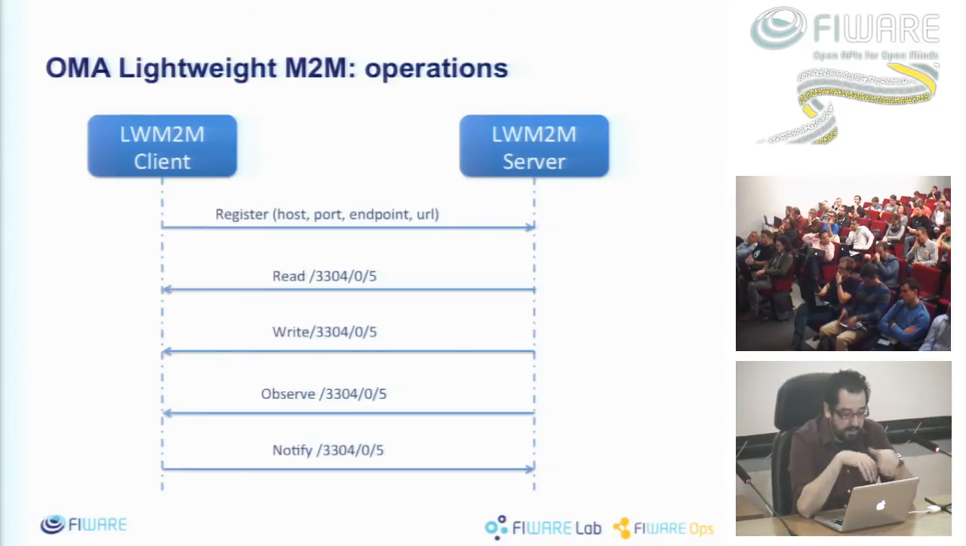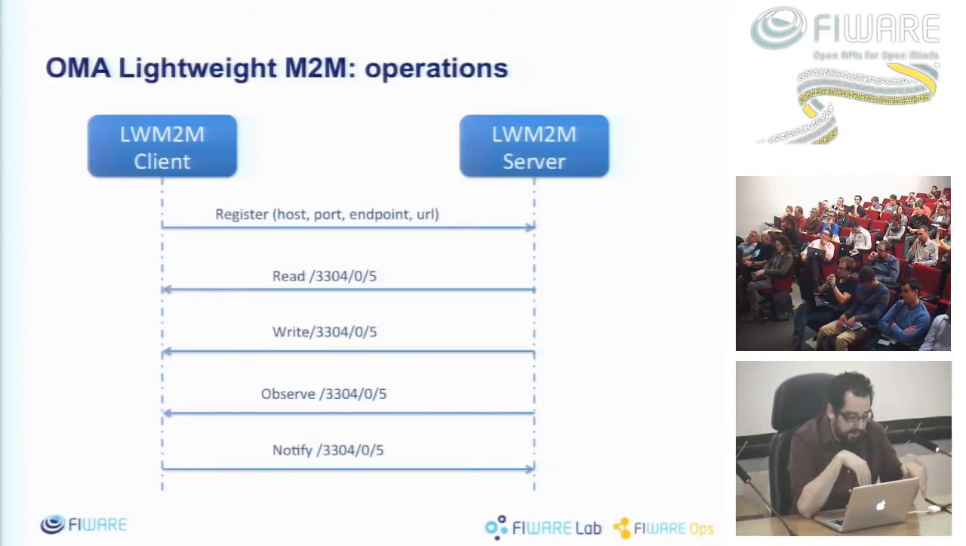Two of them are obviously the host and port of the server it's going to connect to. It also has to provide an endpoint name. The endpoint name is like the device ID, an identifier that has to be unique for that client in that server. And a URL that can be used in the case of the device configurations to distinguish between different device configurations in the same server.